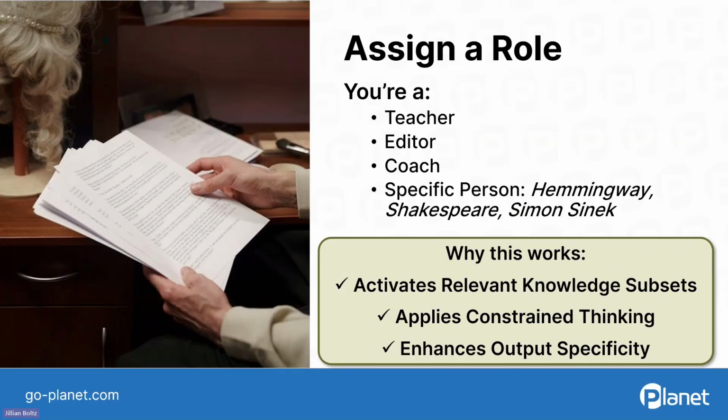Assigning a role helps AI pull from the right part of its huge knowledge base. When you say you're a communications expert or you're a teacher explaining this to beginners, the AI focuses on the style and knowledge of that role. This keeps your answers more accurate, clear, and relevant. This can be one of the most foundational techniques to use because it tells AI where to focus its vast knowledge. This helps activate the relevant knowledge subsets.